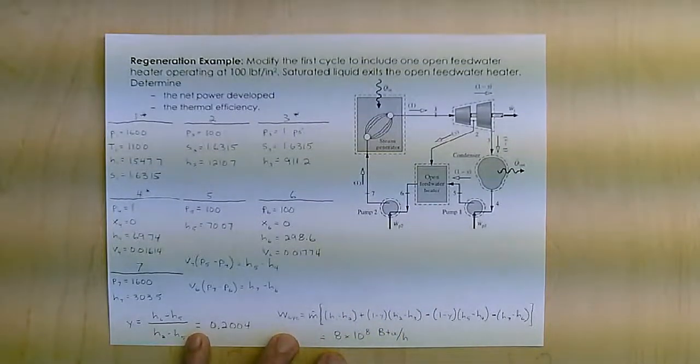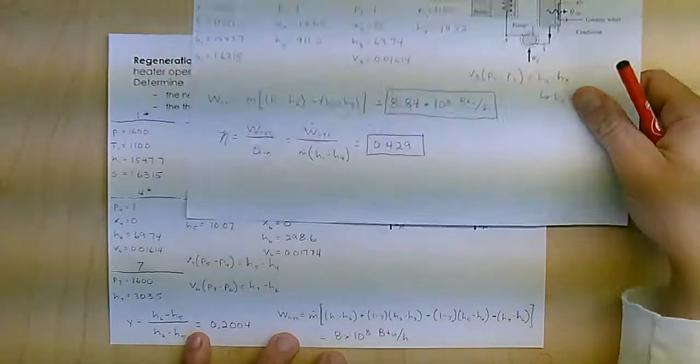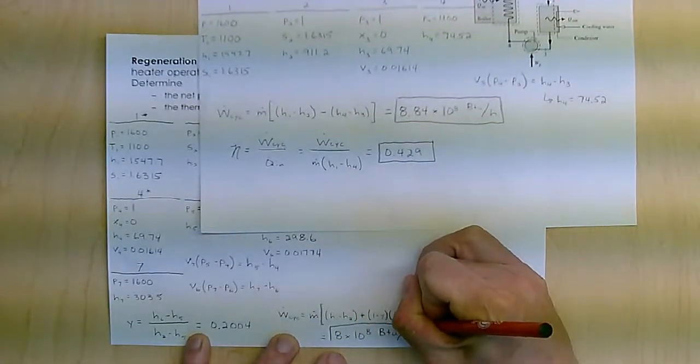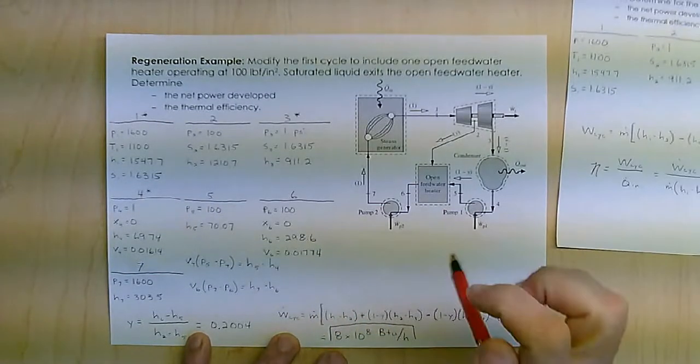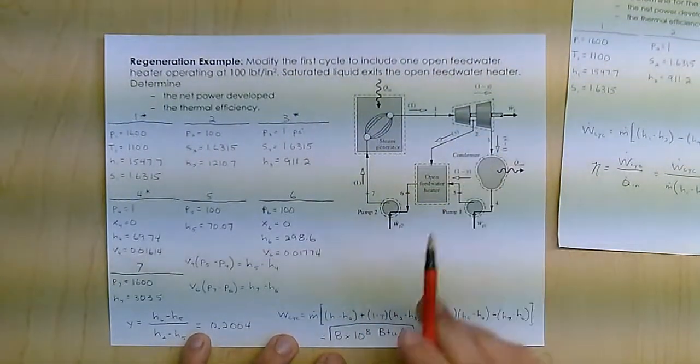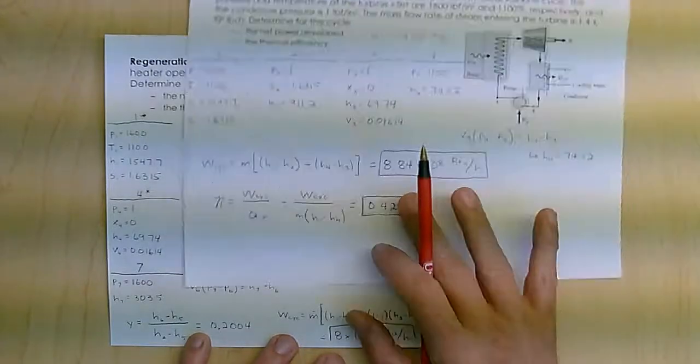Comparing that to my initial one, where I get actually 8.84, I have a little bit less. Again, that's because not all of the mass flow is going through the turbine, so I don't get as much output as I did before.